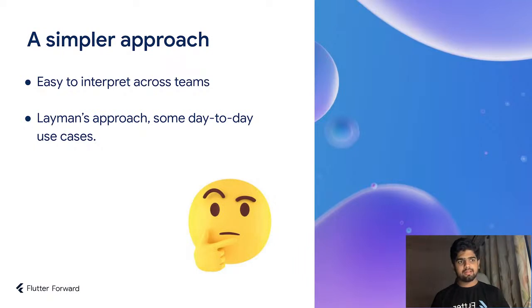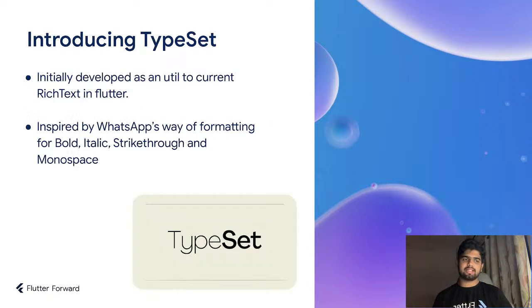So what can it be? Introducing TypeSet. TypeSet is a package you can find on GitHub as well as pub.dev. It was initially developed as a utility to the current rich text implementation. So under the hood, it is all rich text. Rich text is the Flutter widget, as you all know, which is used for formatting text. And under the hood, it is rich text. And it is inspired by WhatsApp's way of formatting text.